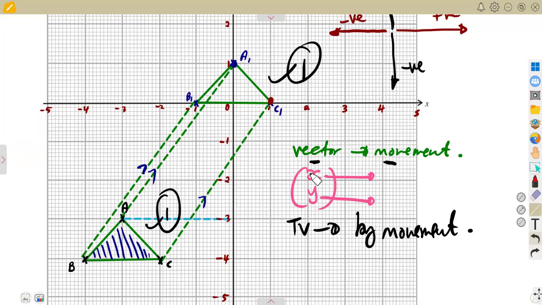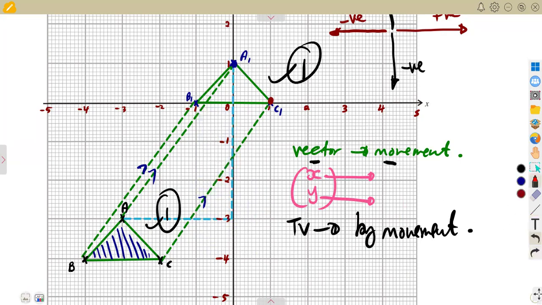It's a movement in the x. The x-axis is a horizontal line. You don't move like this. You move along the horizontal, then to the point up. So we are going to move from this point up to A1 there. So this is the movement.